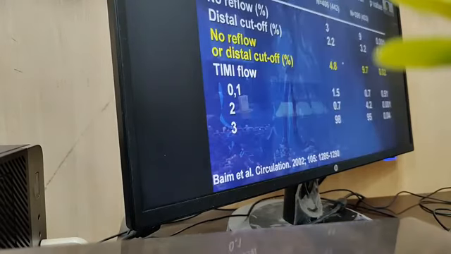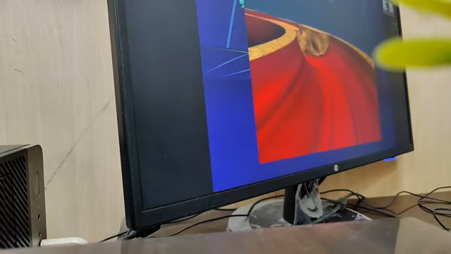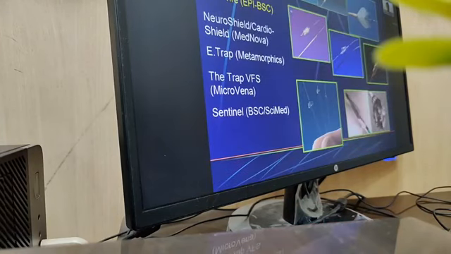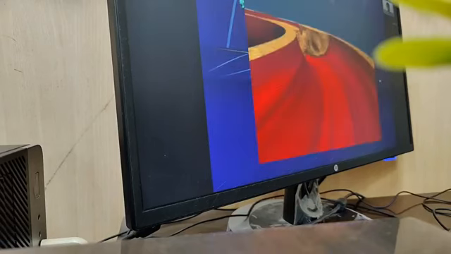Coming on to the filter devices, I was talking of the balloon occlusion. Now we are talking of the filter devices, which are AngioGuard, AccuNet, FilterWire, and others, and this is how the various companies are making them.